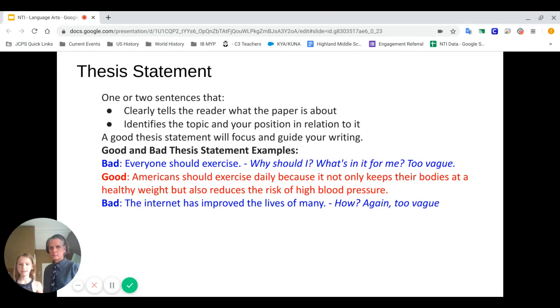Go ahead. So this is a bad thesis statement: The internet has improved the lives of many. Now, that's true, but how has it? Again, this is one that's too vague. Can we see a good one, maybe?